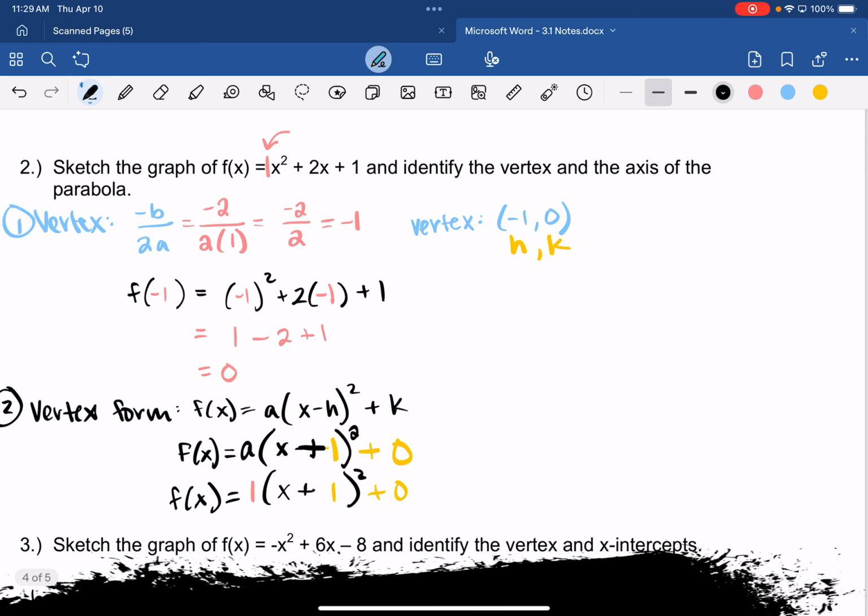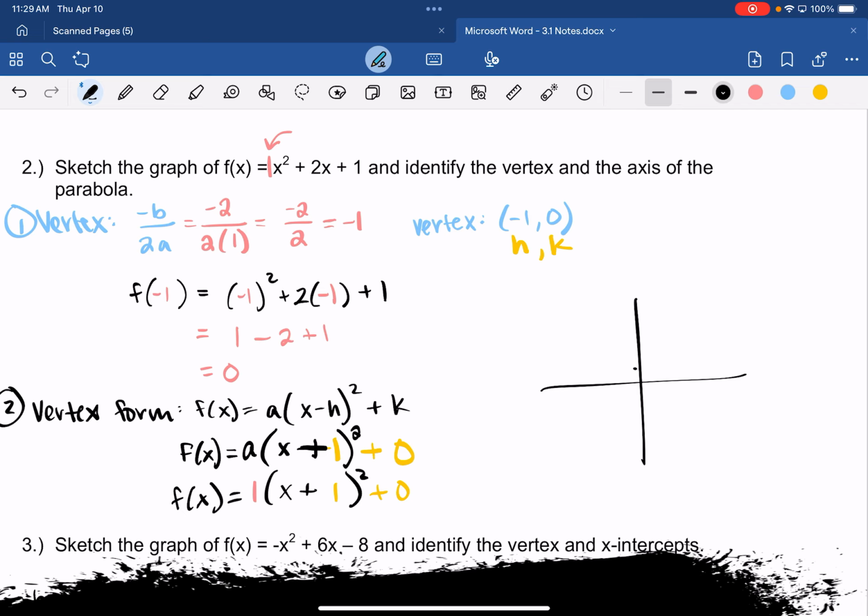All right, let's graph it. Last little bit here. Here's my little sketch. My vertex, negative 1, 0. So I plot my point there. Does this open up or down? Up. It's positive. I think you were looking at the negative x in the vertex. Open up. Okay.